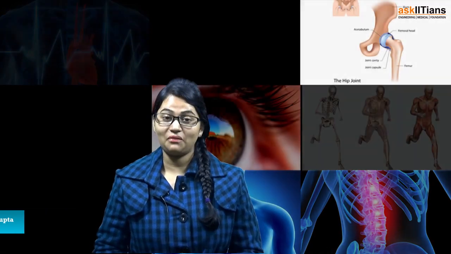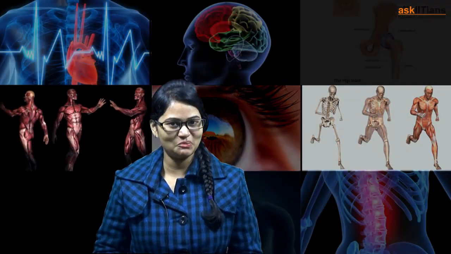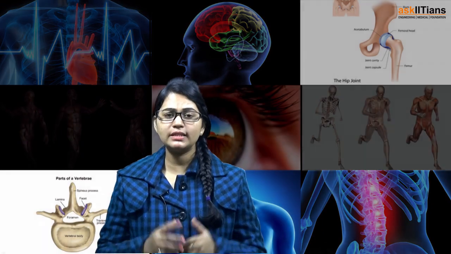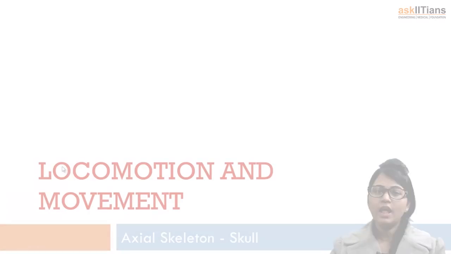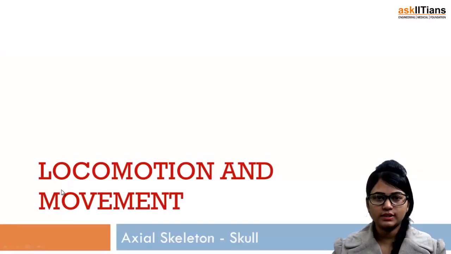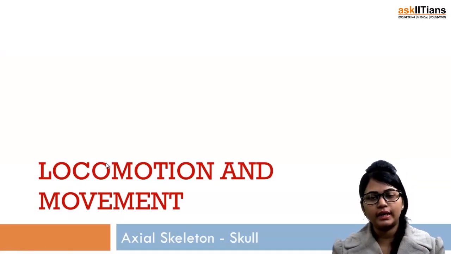Okay students, so welcome to the fifth part of the chapter Locomotion and Movement. The human skeletal system is divided into two parts, the axial skeleton and the appendicular skeleton. Now we are going to take axial skeleton, and under that also we are going to take about the skull. So let's begin with the journey of skull. Locomotion and movement. Now we are going to discuss about the axial skeleton. Under axial skeleton, first is skull.